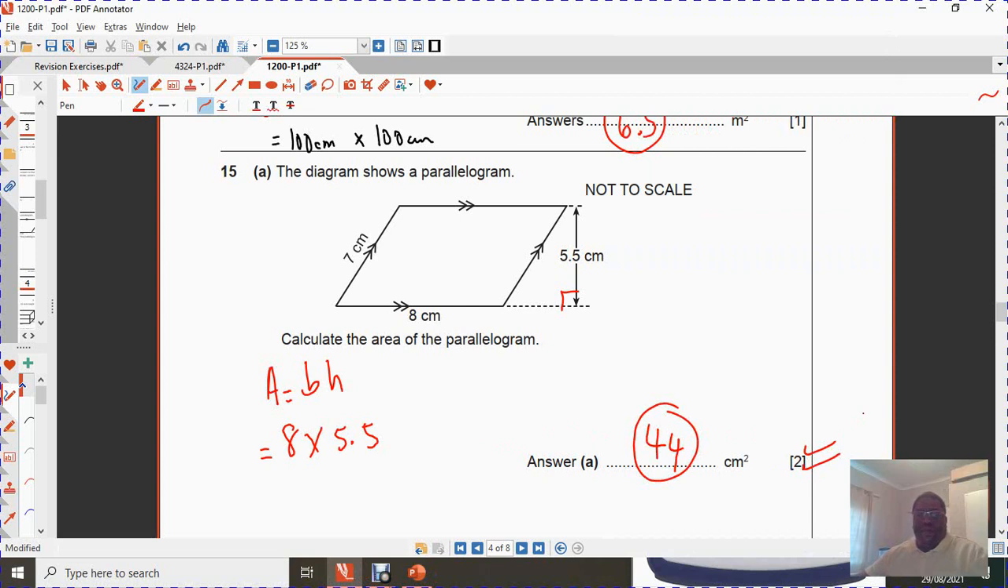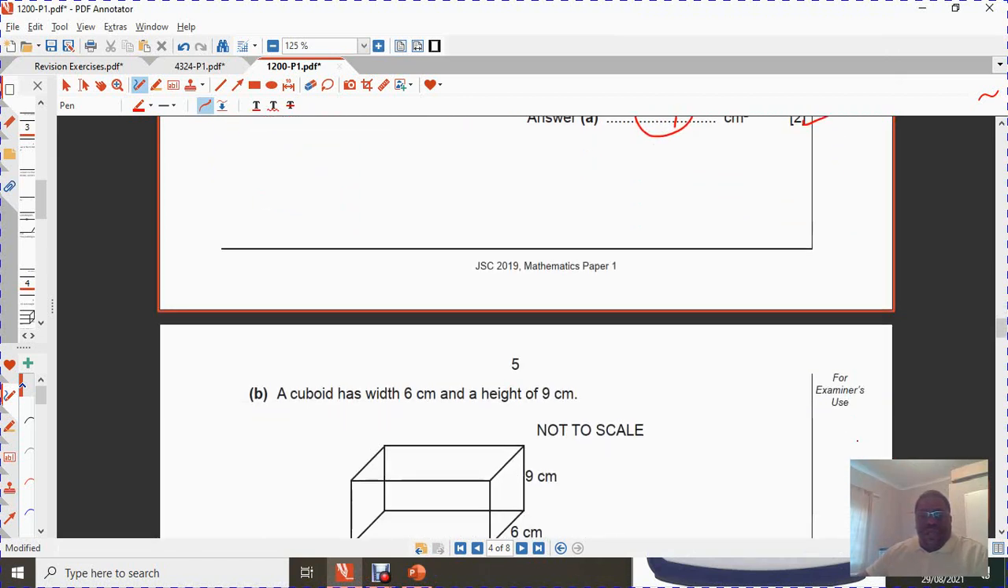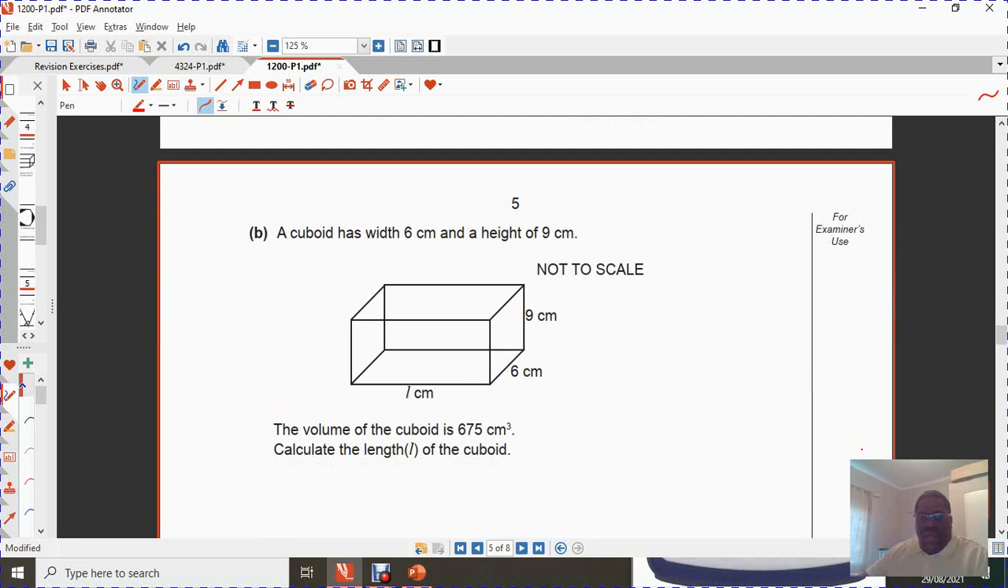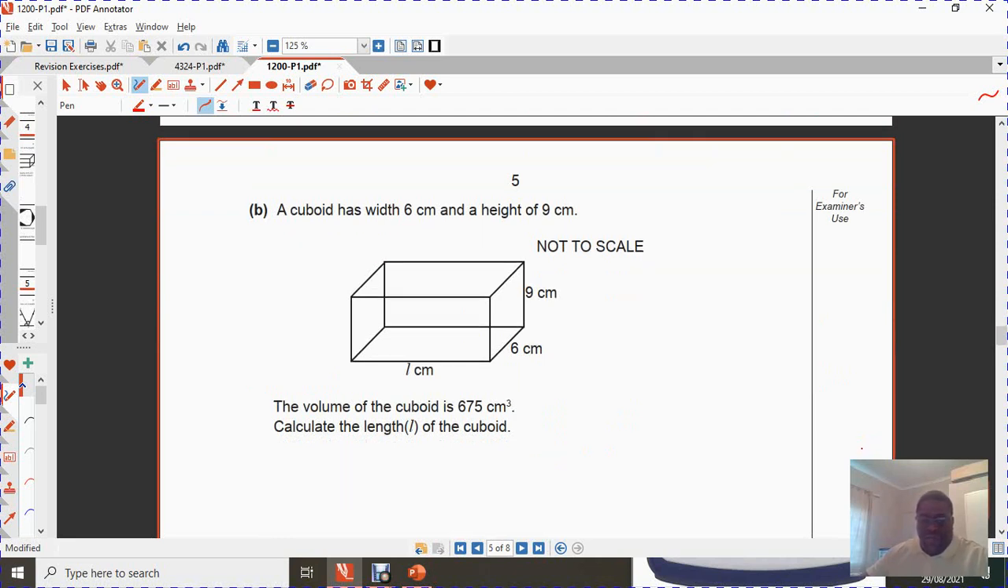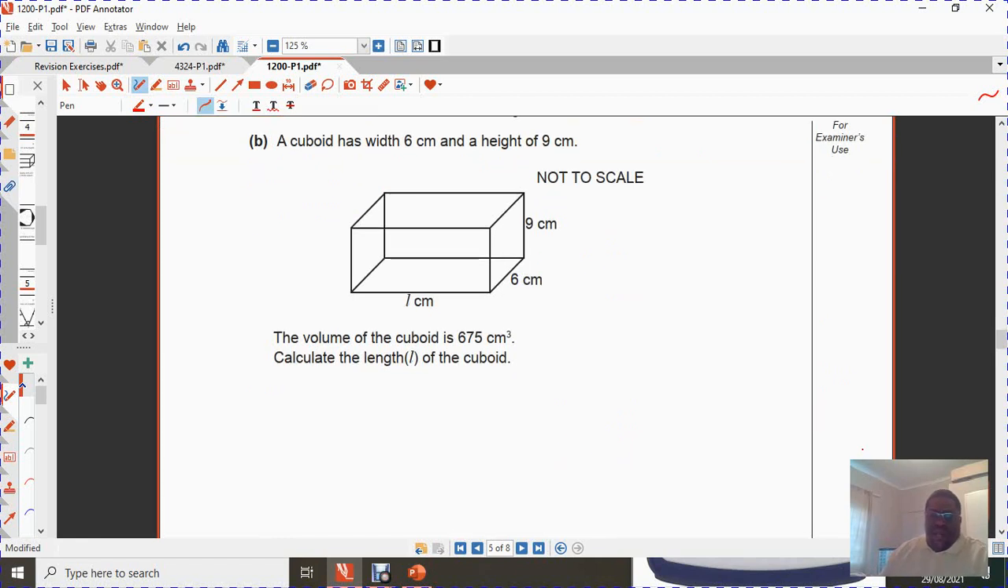2 marks for that. Then part B, a cuboid has a width of 6, a height of 9, and length L centimeters. The volume is given as that. Calculate the length. So you know the formula to find it is going to be 6 times 9 times L, which should give us 675. Right, so 6 times 9, so that is 54.